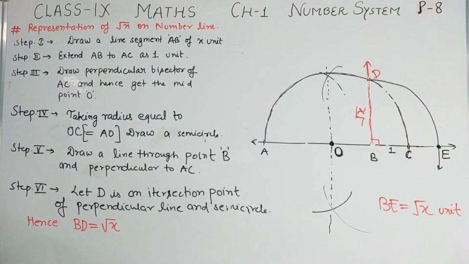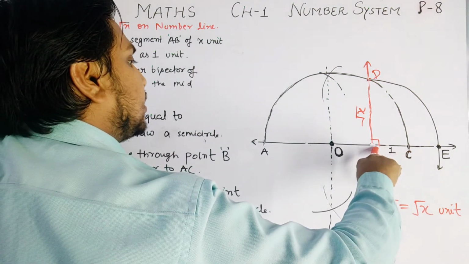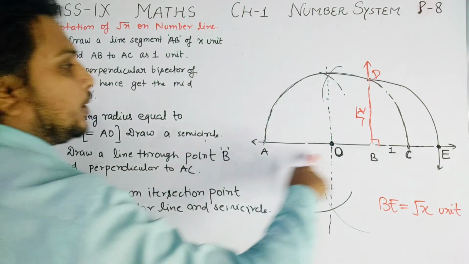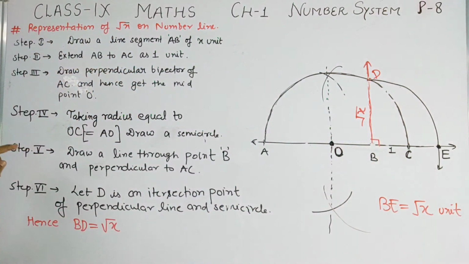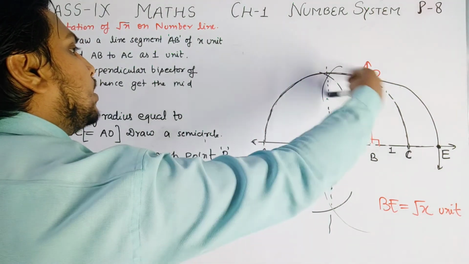Now let us see how we have drawn. Firstly, we have drawn a line segment AB of x unit. Then we have extended this B to C as 1 unit. After that, we have drawn a perpendicular bisector of AC, and hence we got a midpoint, that is O. From point O, taking radius AO, we have drawn a semicircle.